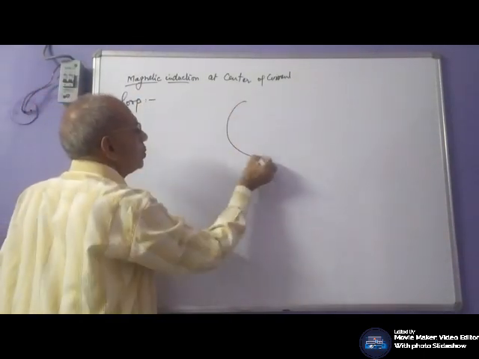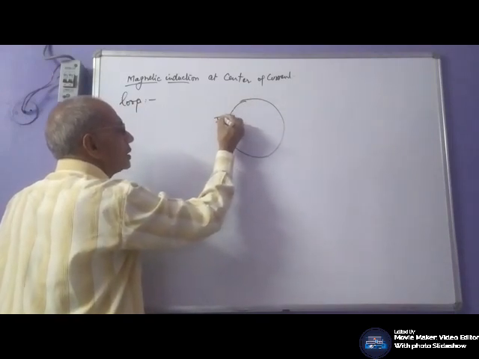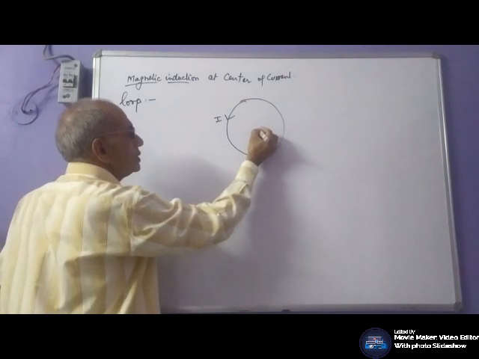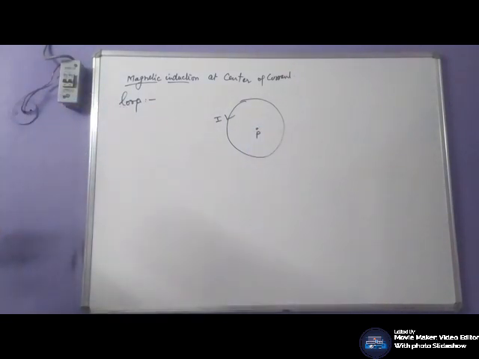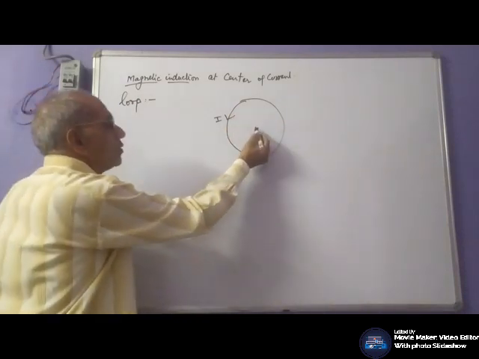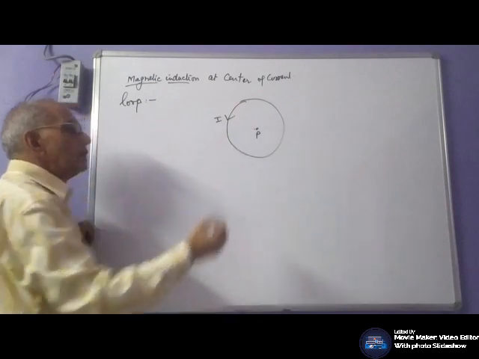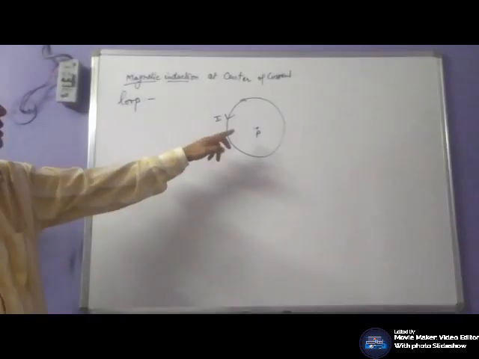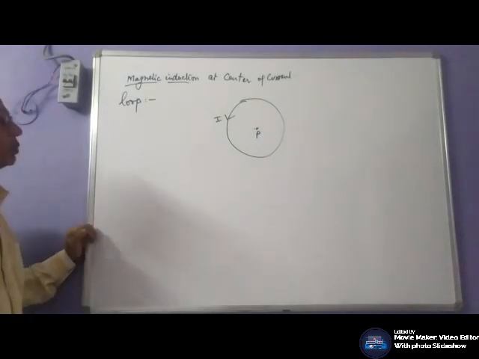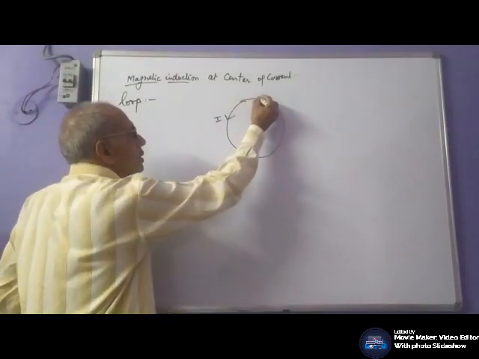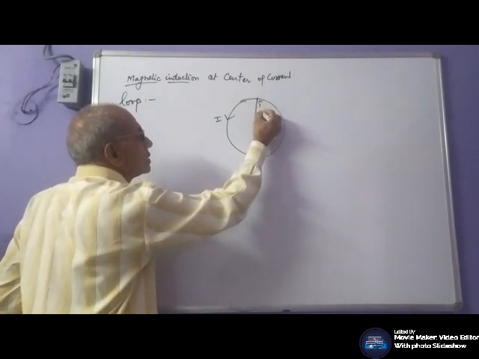This is a current loop. The current is in the anti-clockwise direction and the current is I. This is the center. We have to find the magnetic flux density, magnetic field, magnetic induction at this point, at the center of the current loop. So this is the radius.